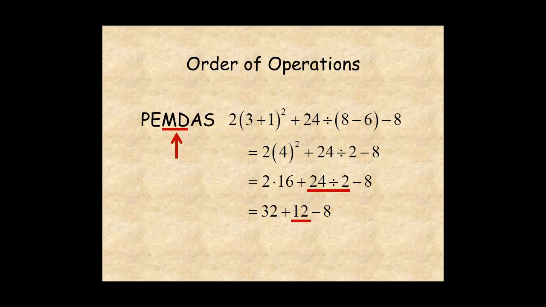Finally, the letters AS mean addition and subtraction. So in order, 32 plus 12 minus 8 is 36.